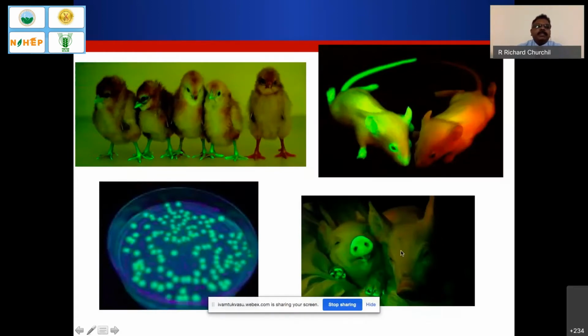Why does it happen? I told you there are around 24,000 genes, and all the animals and birds have those genes. But the birds which are glowing have some extra gene for glowing, which is introduced by human intervention into the birds. That's why they glow. The gene introduced here is the green fluorescent protein gene, the GFP gene, which gives the fluorescence or glowing in UV light.